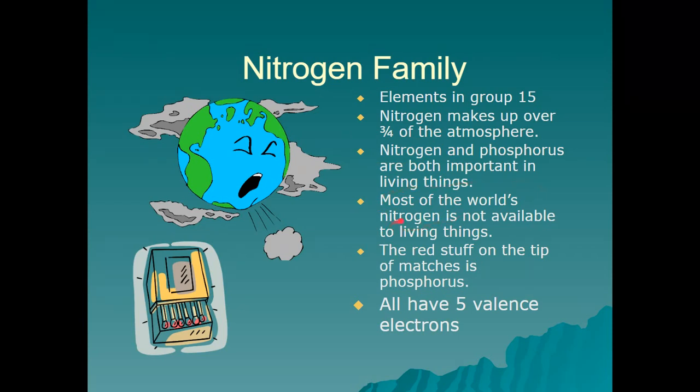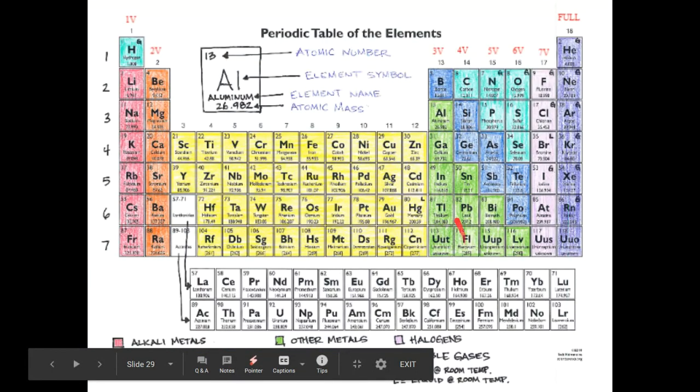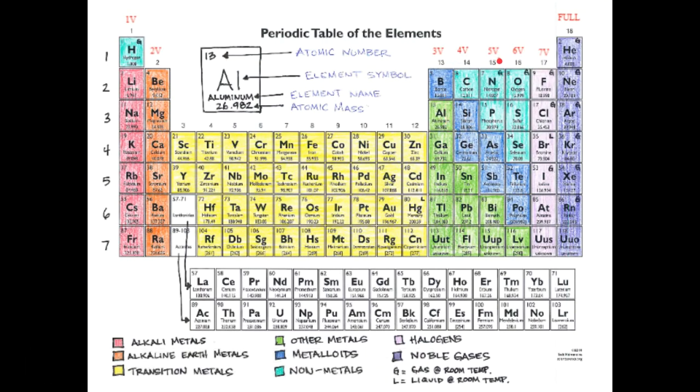Most of the world's nitrogen is not available to living things. Okay, you'll find out more about that in grade 10. We'll talk about the nitrogen cycle. We won't hear so much, but it's important to know. The red stuff on the tips of matches, okay, phosphorus, and they all have 5 valence electrons. So if we take a look here, okay, we have the nitrogen family. They all are these guys here in group 15, and they all have 5 valence electrons. Now I just realized I skipped.